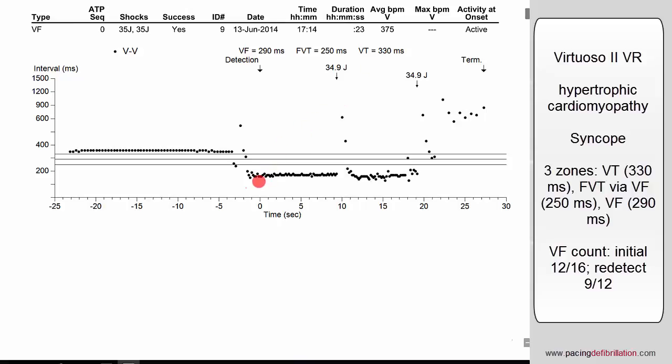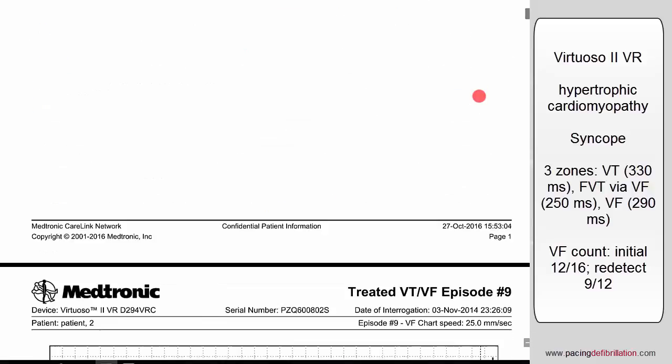You can see the acceleration of the arrhythmia inside the VF zone, the initial detection of the VF, the first shock. In this tracing, we will focus on what happens once this first shock has been delivered. You can see here that the shock has been inefficient, so there is a redetection of the arrhythmia, and the second shock is delivered with termination of the episode.